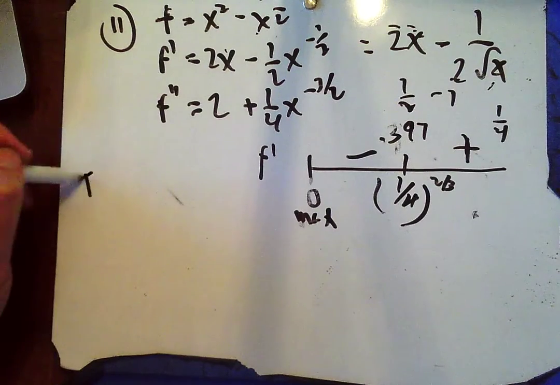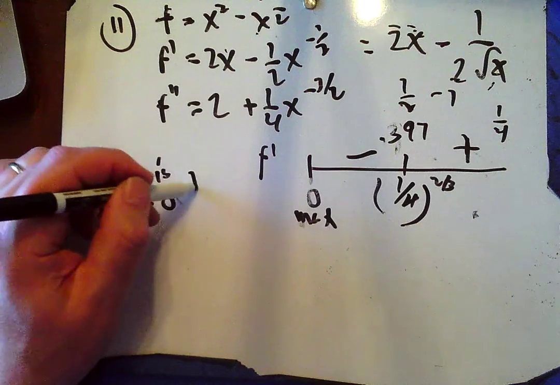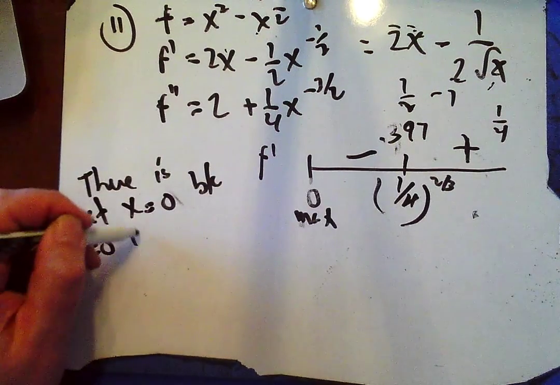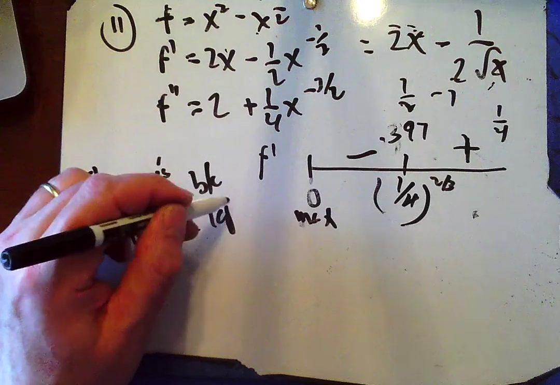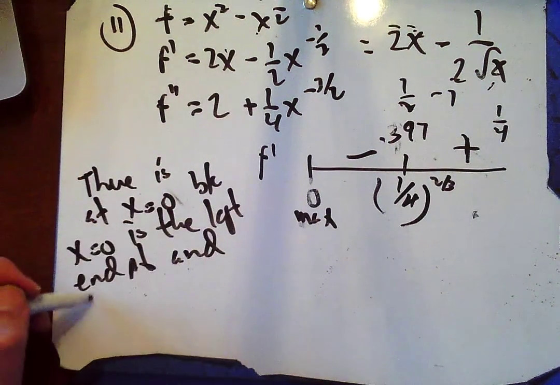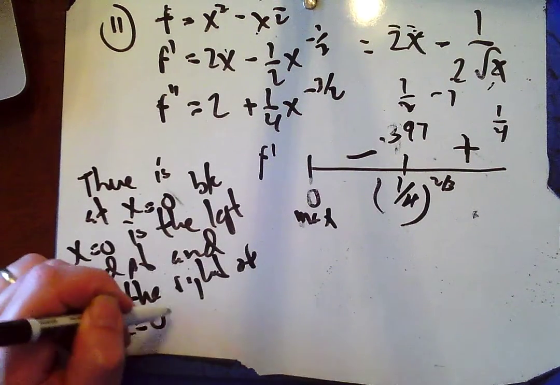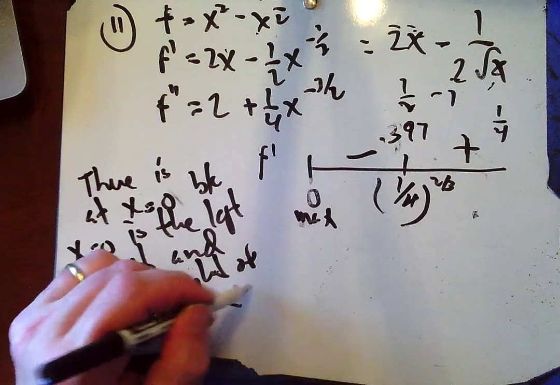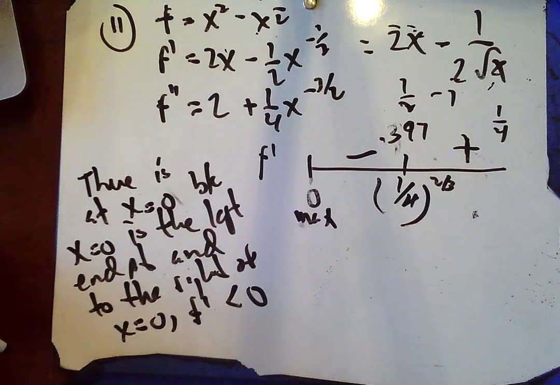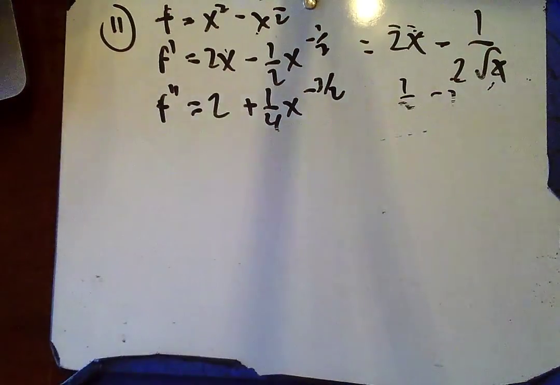So here's the max at x equals 0, because x equals 0 is the left endpoint. And to the right of x equals 0, f prime is less than 0. Nice. So we had a max, we had a min, we had increasing, decreasing, and now we have to talk about concavity. So with concavity, I need to talk about f double prime.